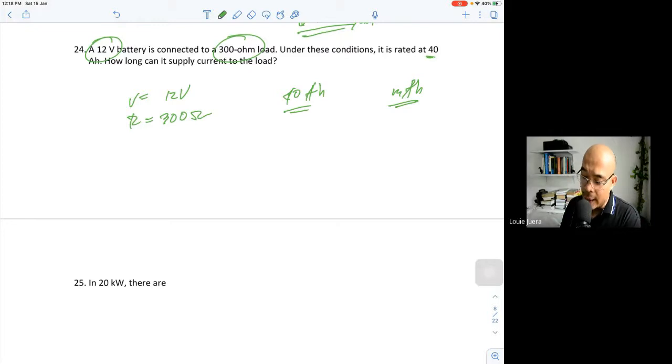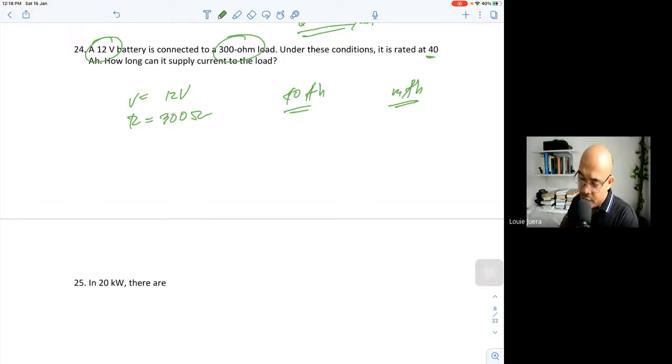So you have a load which is 300 ohms. So what we want to do here is we want to find the current first. Okay, we want to find the current of that load. So given here the 12 volts being supplied to that load. Okay, so what's the current being supplied to that load? And then after we compute the current being supplied to the load, we can now compute for the number of hours. Okay, the number of hours for this particular battery to last.